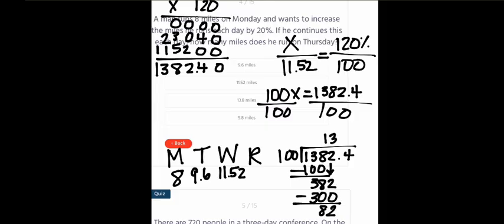382 minus 300 is 82. I put my decimal point because to be able to bring down the next number, I have to go past the decimal point. So I put that up there, and then I can bring down my 4.